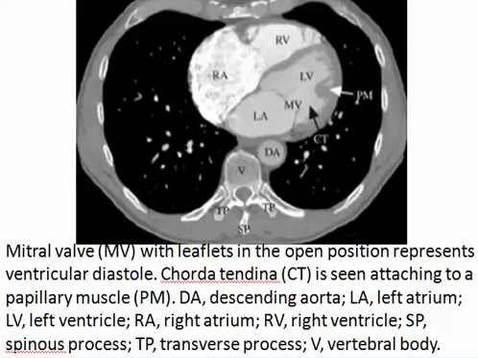Again, the right ventricle is anterior, the left ventricle is to the left, and the left atrium is posterior, and the mitral valve is in between the left atrium and ventricle, with some chordae tendineae attaching to the papillary muscle. D is the descending aorta, and TP is the transverse process, while V is the vertebral body, and SP is the spinous process.